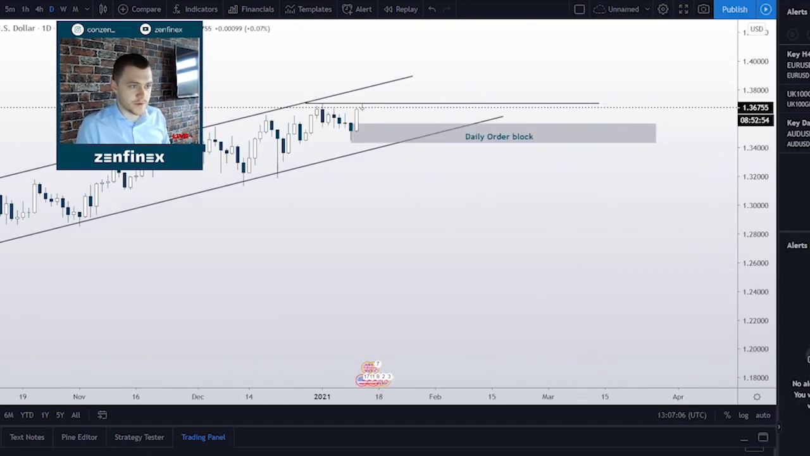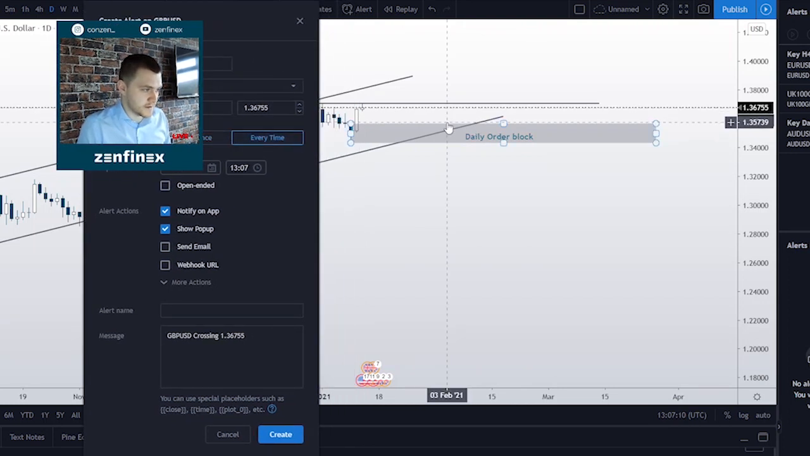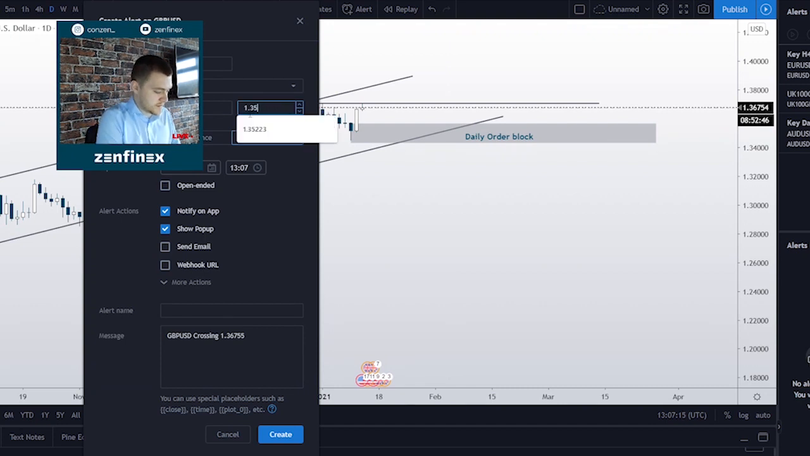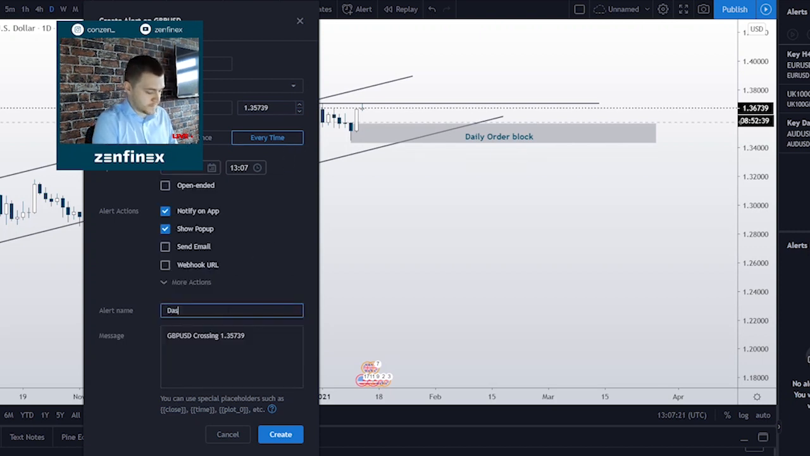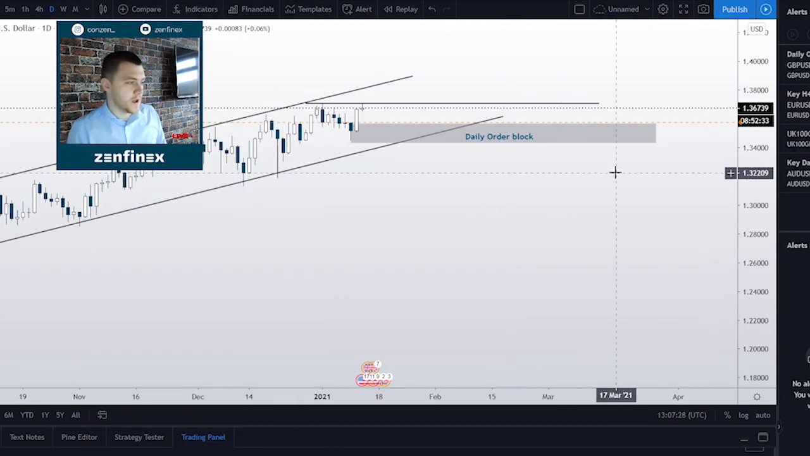What I might also do as well is I like to set alerts on these high levels. So we're at 35739 roughly, every time. Okay, so there's my alert in there as well.